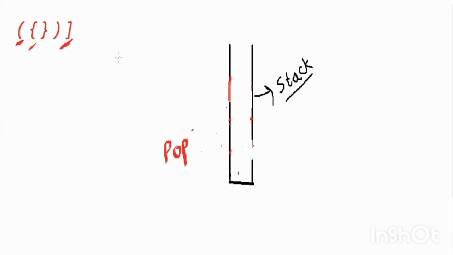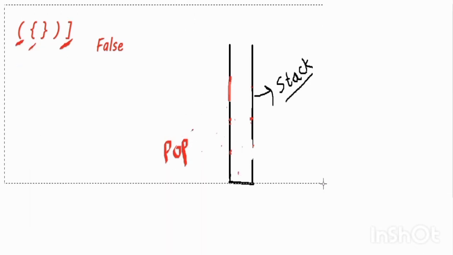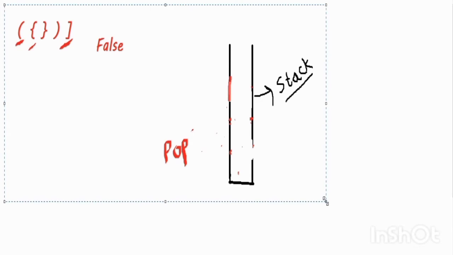Can you recall, if our stack is empty, that means there are no opening brackets present before this closing bracket. Then we will return false. So it is not a valid parenthesis. So this is the logic here. So you must have understood this.